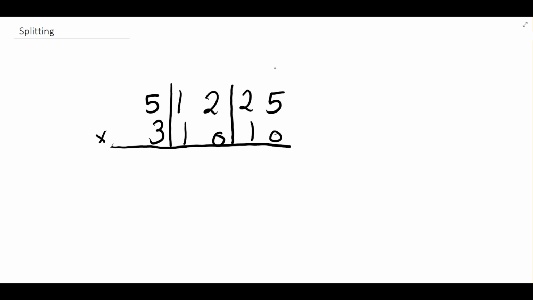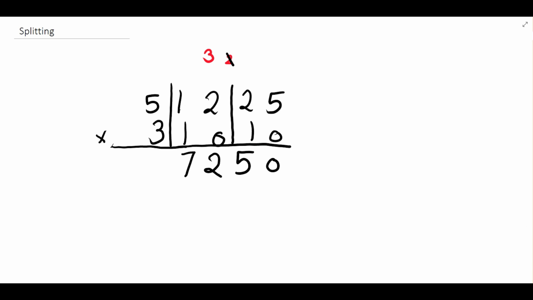25 and 10 are 2 digits, so answer should be in 2 digits. So 25 into 10, 250, 50, carry of 2. Next, 12 into 10, 120, plus 25 into 10, 250. So 120 plus 250, 370, plus 2 is 372. So 72 as a second part, and carry of 3.